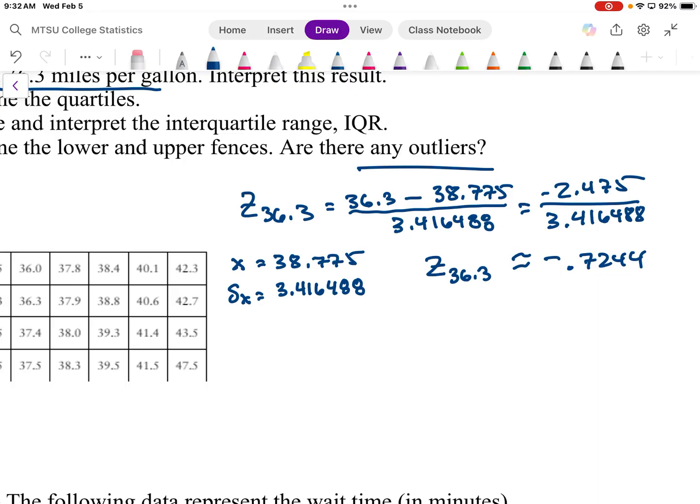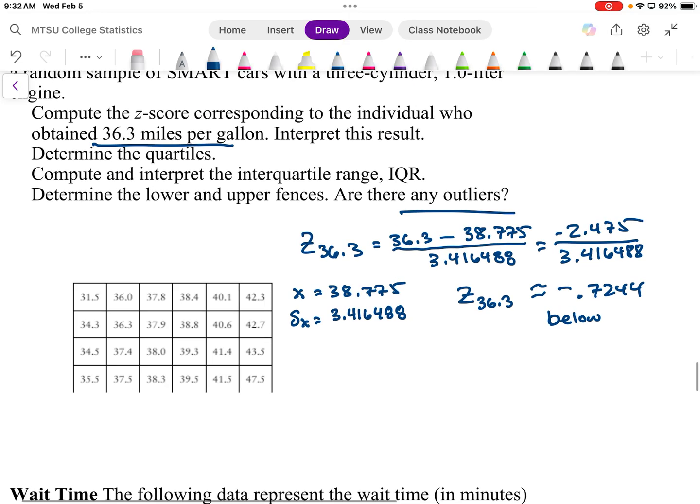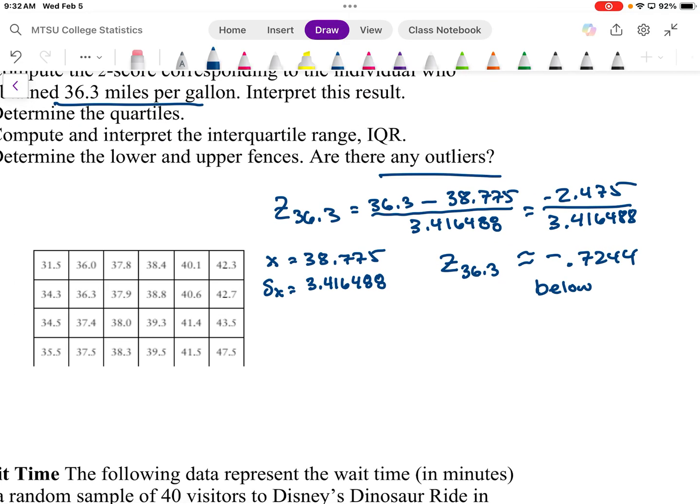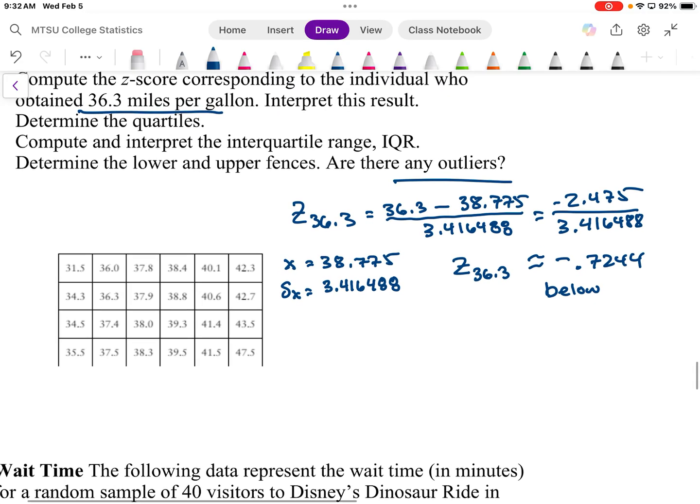Is that Z-score above the mean or below the mean? Yeah, it's below. Why? It's negative. All right, it's a negative value, so that means that it was below the mean. Okay, that mileage per gallon was below the mean. All right, so we answered the first one. And again, we have to interpret it.